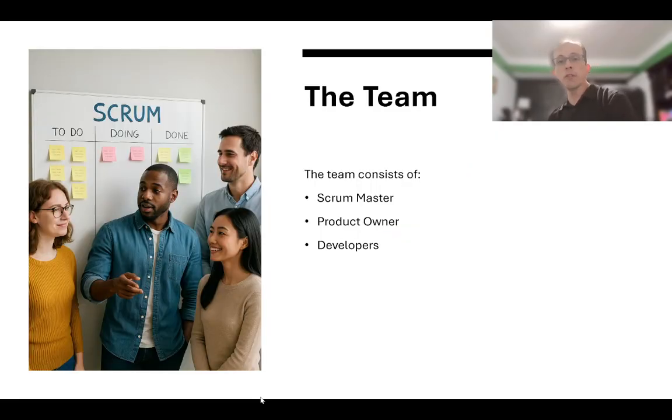Scrum involves a few key individuals in the team. There's the Scrum Master, there's the product owner, and there are developers. The Scrum Master facilitates the Scrum process, removes impediments, and coaches the team. The Scrum Master focuses on how the team works together to move the process forward in order to deliver a product. The product owner maximizes the value of the product and manages the product backlog. The product owner focuses on what needs to be built.